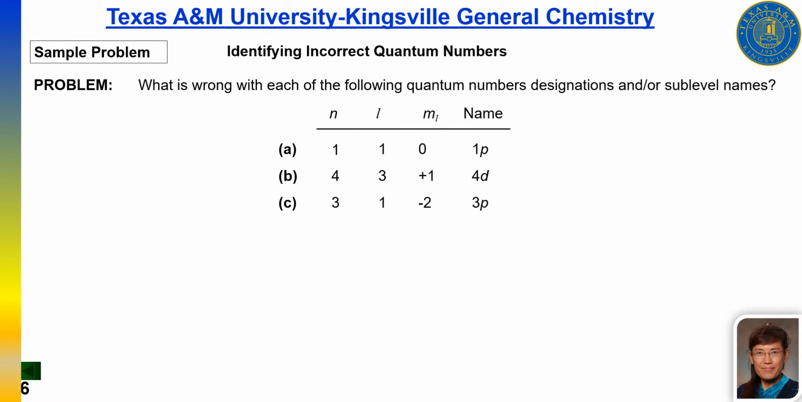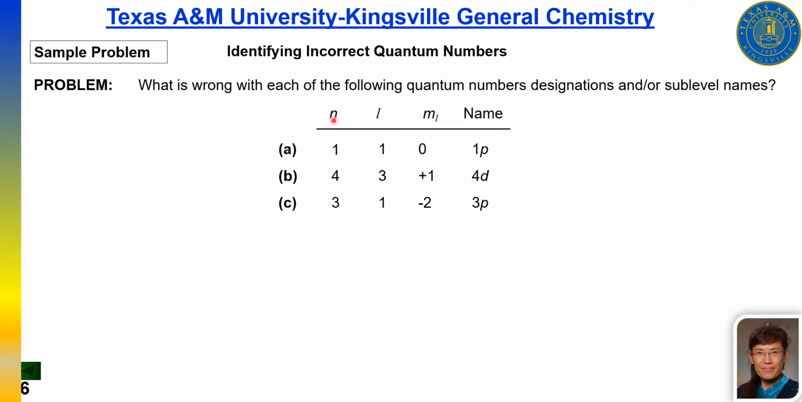I also have some quantum numbers and names, but I have some mistakes. This sample problem is asking our students to identify the incorrect quantum numbers. The problem is, what is wrong with each of the following quantum number designations and/or subshell names? The quantum number designations are not right. The name of the subshell is not right either.